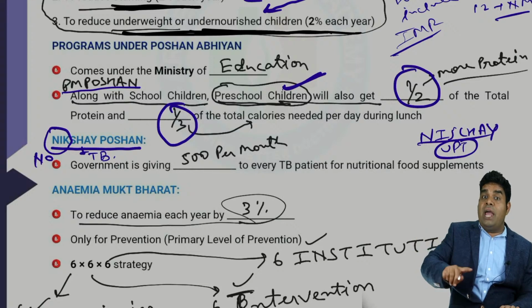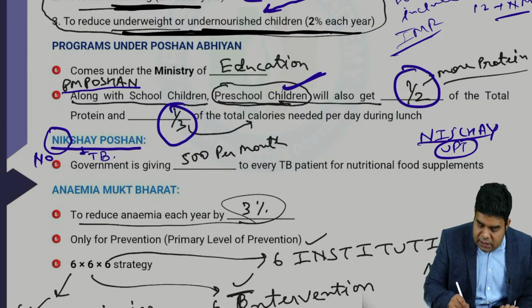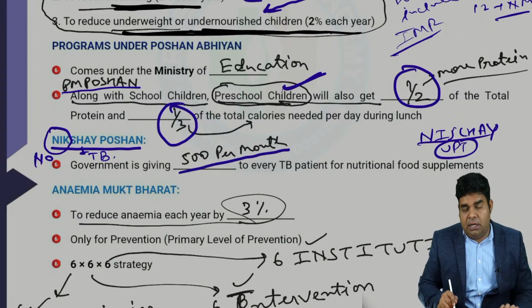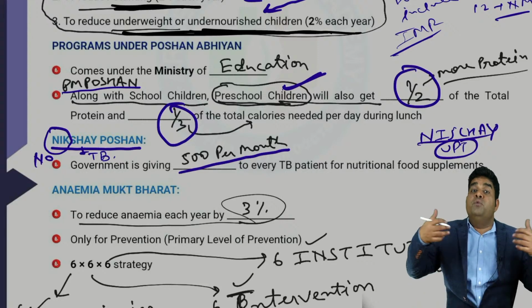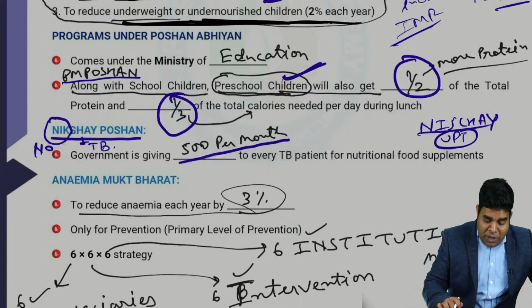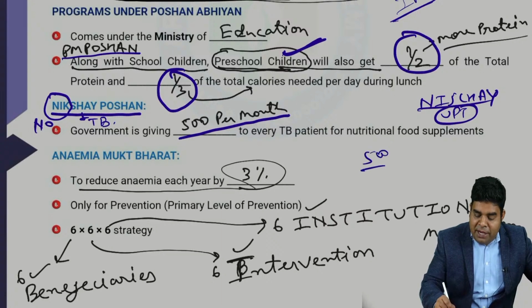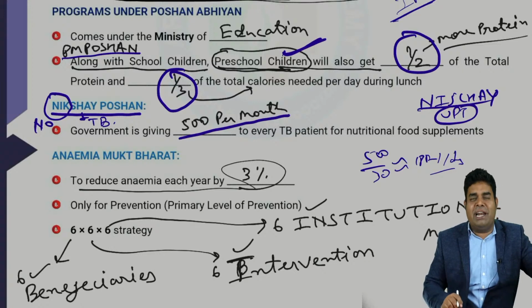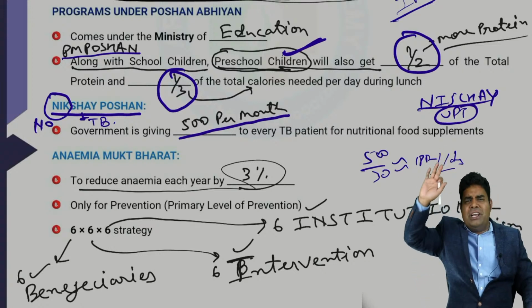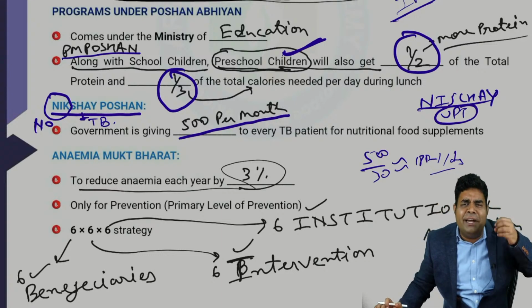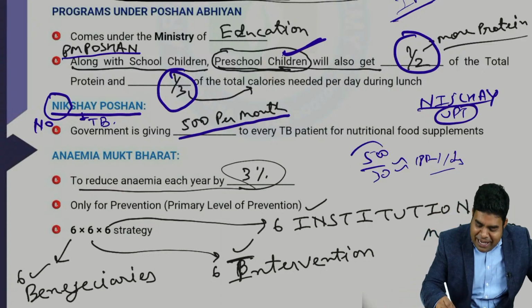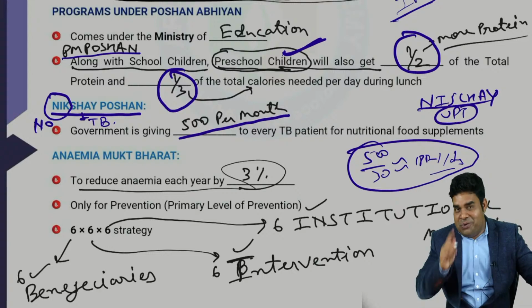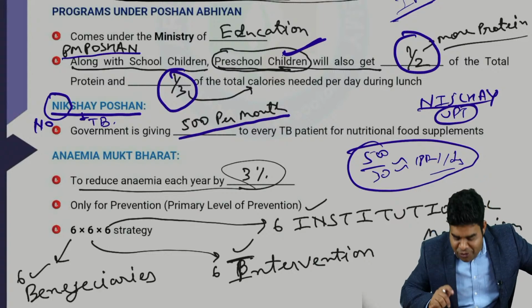But if they say BIO portion, in this we are giving 500 rupees per month to the TB patient for nutritious food. So if you divide 500 by 30, it comes to only 17-18 rupees per day. So the government is giving 18 rupees per day to a TB patient and saying, go live your life on 18 rupees per day. So do remember it, 500 rupees per month is being asked also.